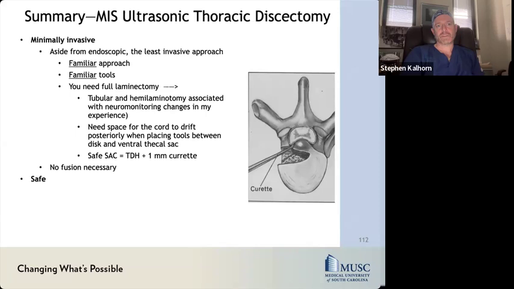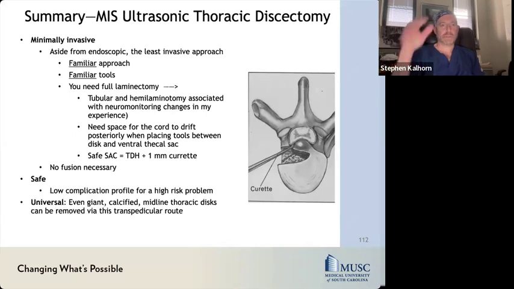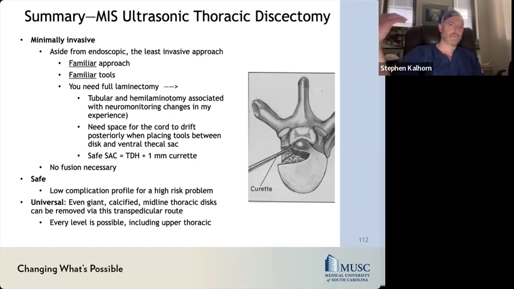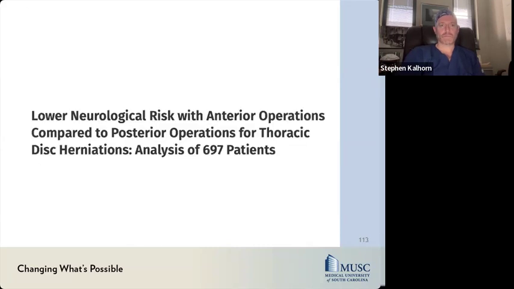No fusions necessary. It's safe. We talked about that. It's a low complication profile for a very high risk problem, and it's universal. So you can get the giant calcified midline thoracic disc this way, and even at every level. So the upper thoracic levels, which are inaccessible through a thoracotomy, you'd have to do a sternotomy if you're going to go anterior. And then we mentioned the transdural option if necessary.